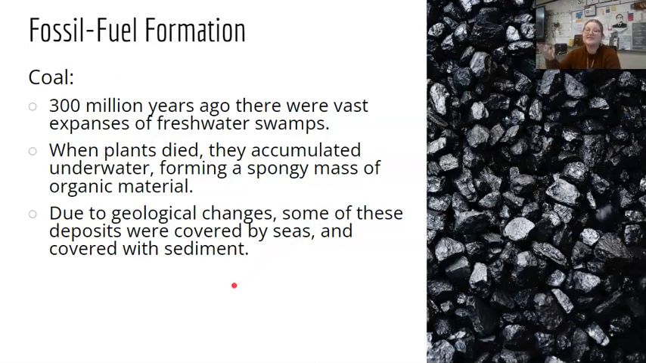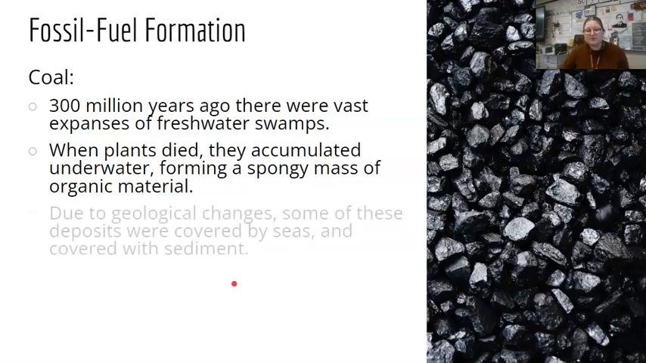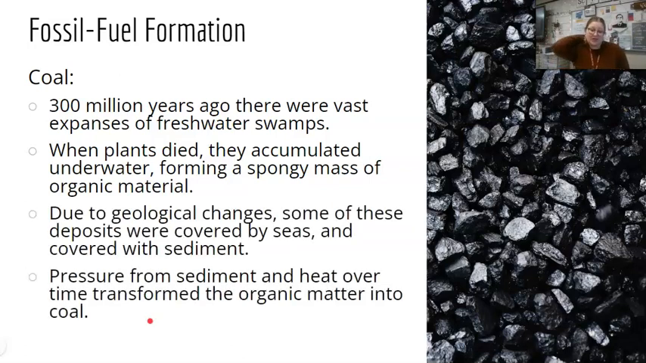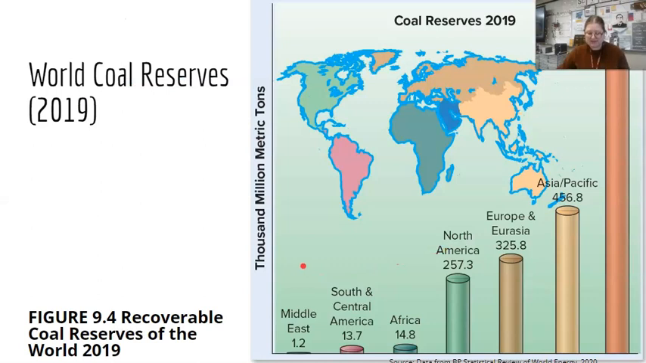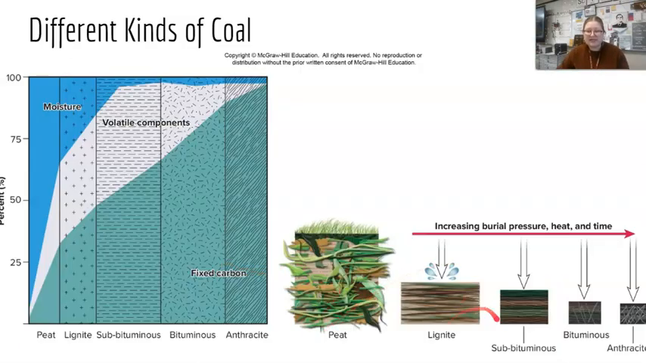So this was aquatic succession. Over time, sediment came in, or more water came in, then more sediment came in. And then the pressure from sediment and heat over time transform the organic matter into coal. Depending on how long or how much moisture there is, that determines what kind of coal it is. There are 5 different kinds specifically: peat, lignite, subbituminous, bituminous, and anthracite.